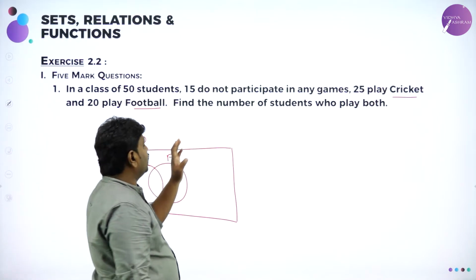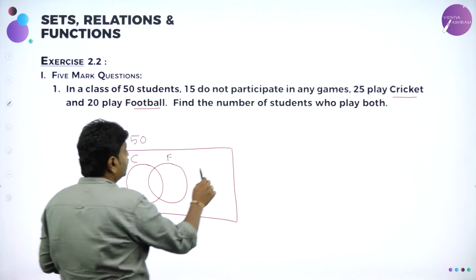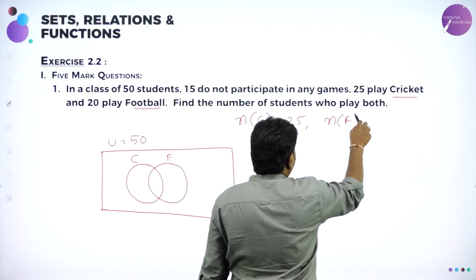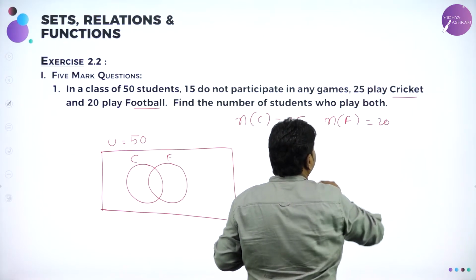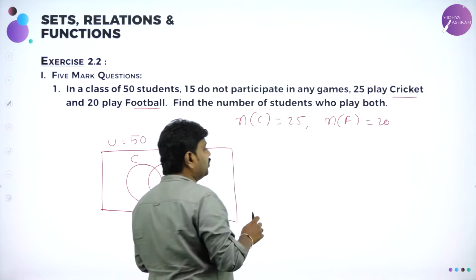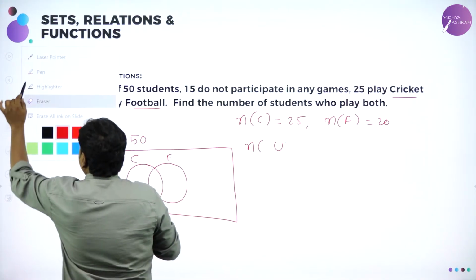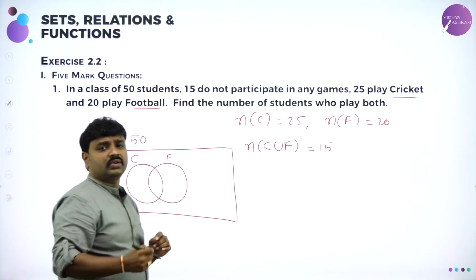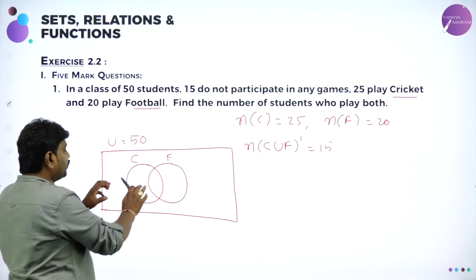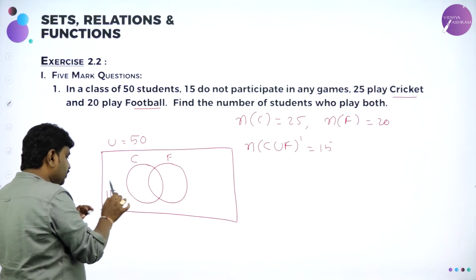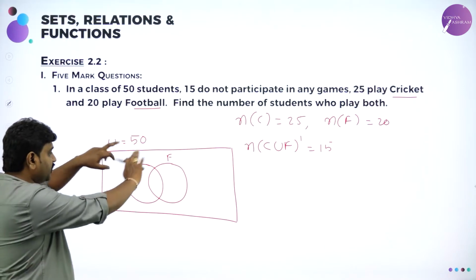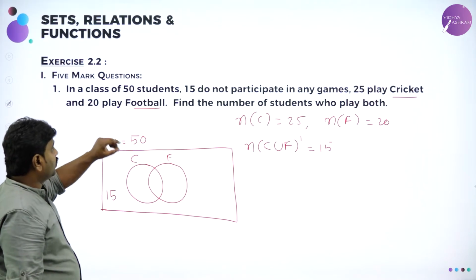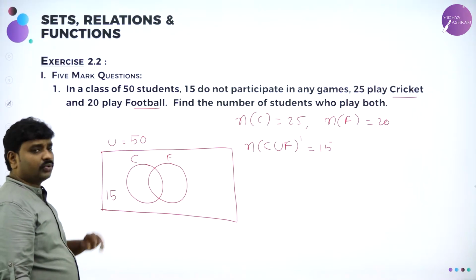We have to find the number. They told the number of elements in cricket: 25 play cricket. This is given. And football players are also given, 20. And who do not play? I told you, N of C union F complement is given, that is 15. 15 do not play anything. So now please observe. These 15 do not belong to these two sets. They are present outside the sets, but within the universal set. They are students of the class, but they do not play either. So we put them outside.